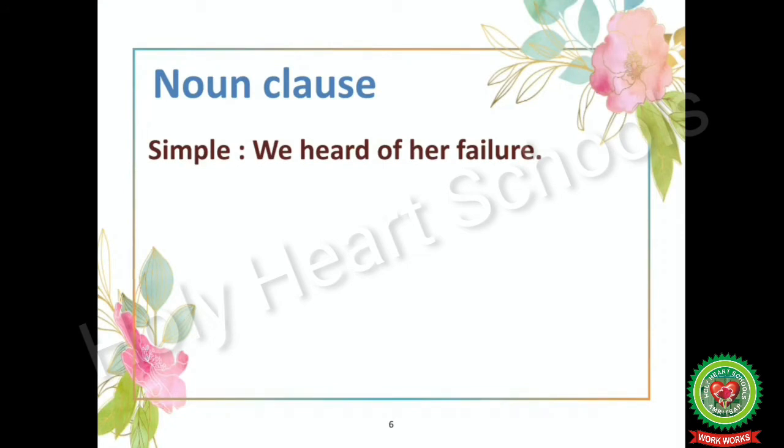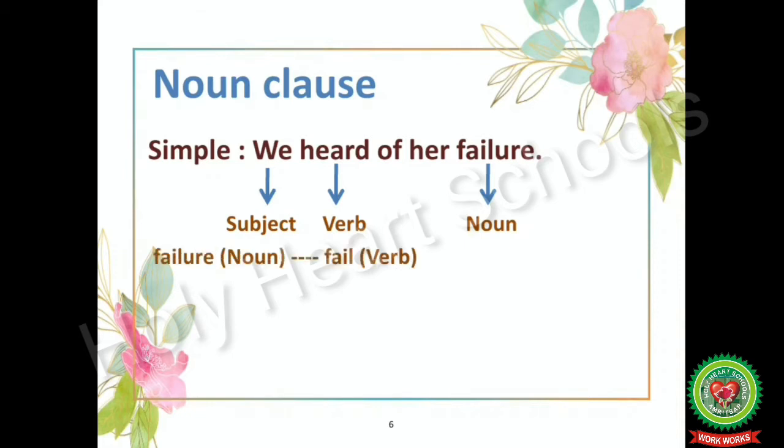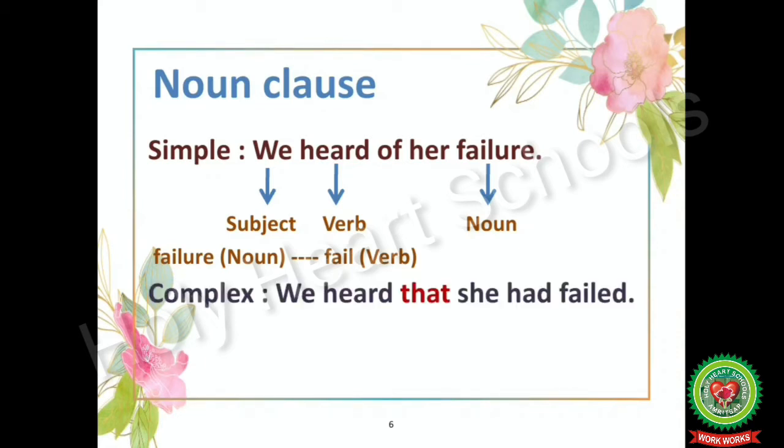Now here, the first subject is we and first verb is heard. Now what can be the second verb? We can change the noun failure into fail. And what will be the second subject? Who failed? She failed. So our sentence can be, we heard that she had failed. Students, what did we hear of? We heard that she had failed.